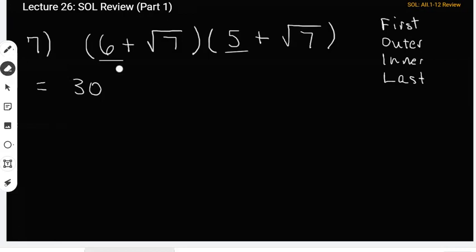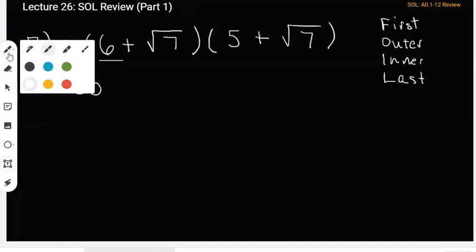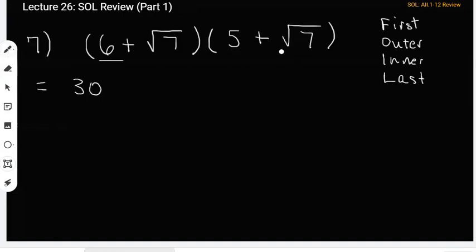Now I'm going to erase this one, and I'm going to underline the square root of 7 over here. So now I'm doing the outer 2 terms. 6 times square root of 7 is just going to be 6 times square root of 7. There's not a better way that I can actually write that, so I'm going to leave that like it is.